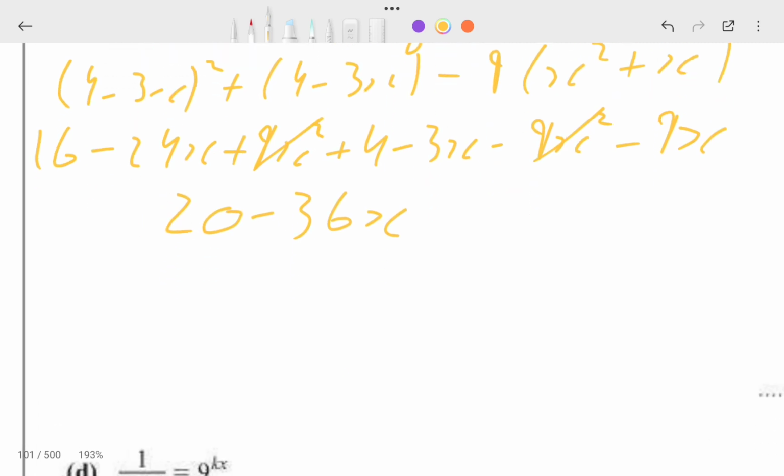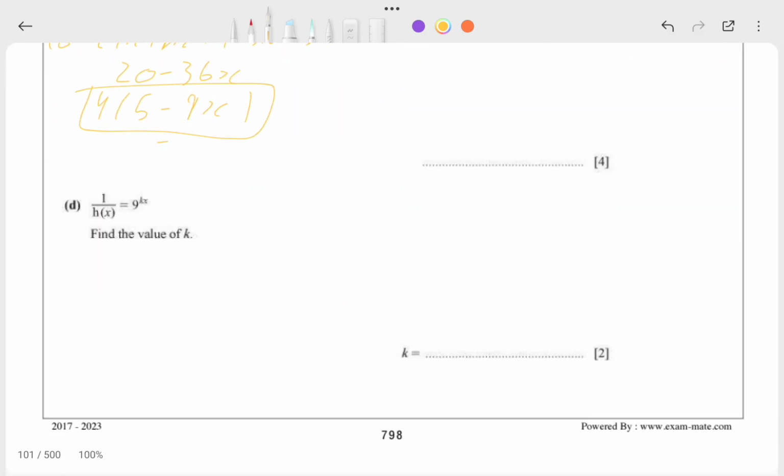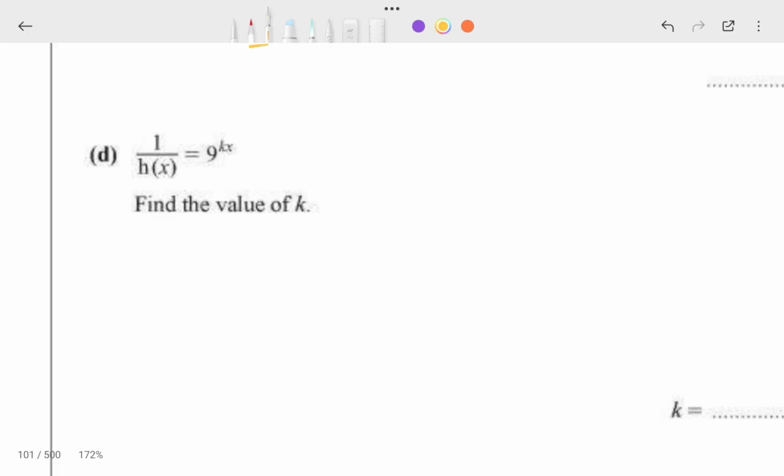Now we can take 4 common. By taking 4 common, the answer will be 5 minus 9x. This is our answer. Let's move to part D. Find the value of k.